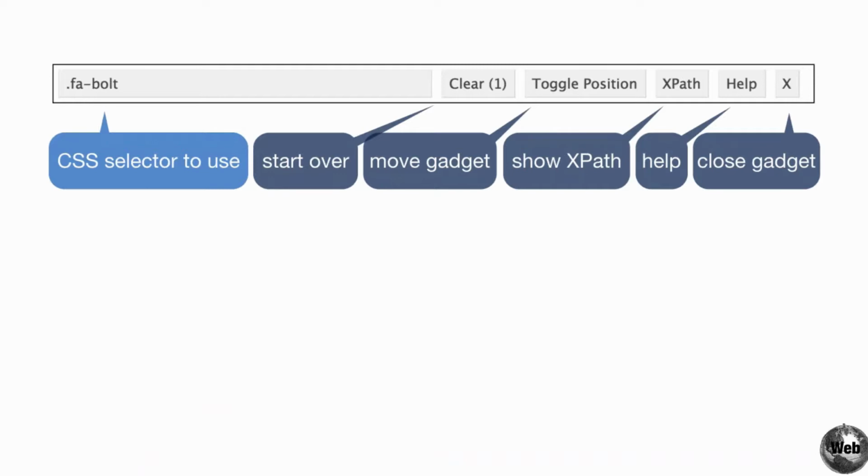So there are other things in the Selector Gadget tool that you can use, and probably the most useful one is clear. If you just want to start over, you could click the clear button and then start clicking again from scratch. And if your gadget is actually in the way of the thing that you want to highlight, you could click the toggle position button, which will put the gadget somewhere else on the page so you can get access to the thing you want to click. And then there's help, and you could close the gadget and so on.